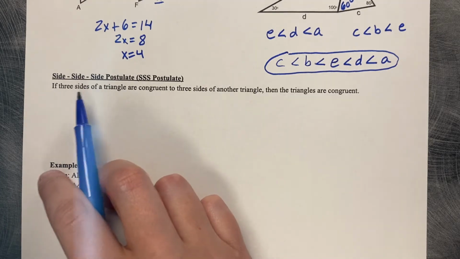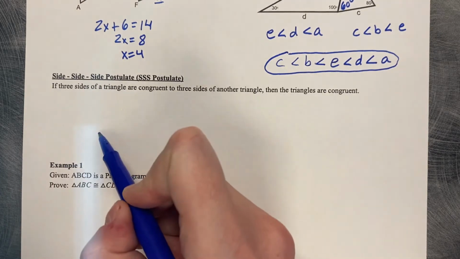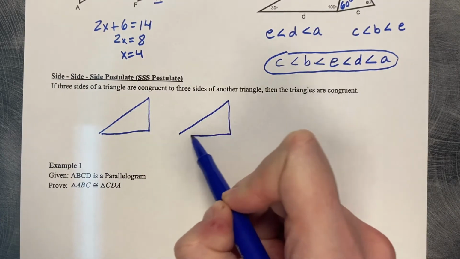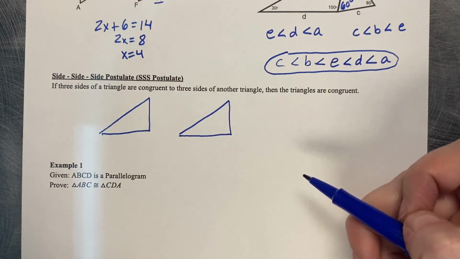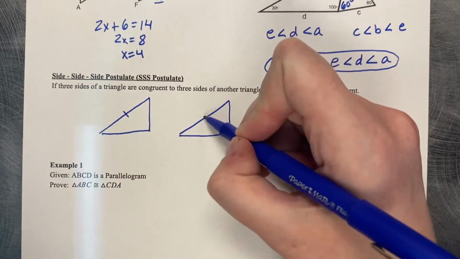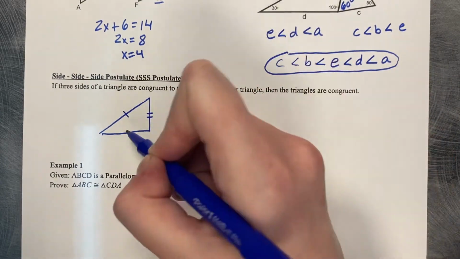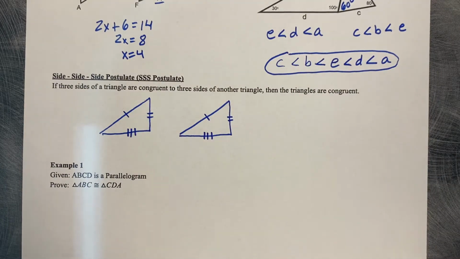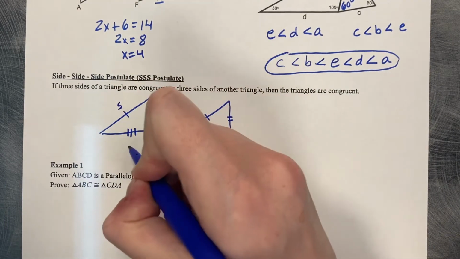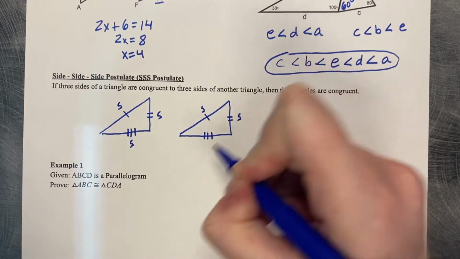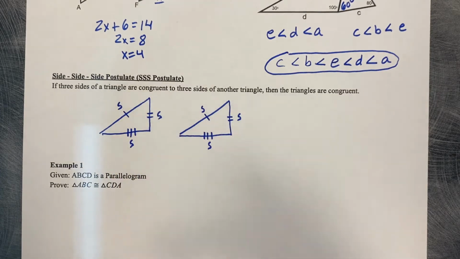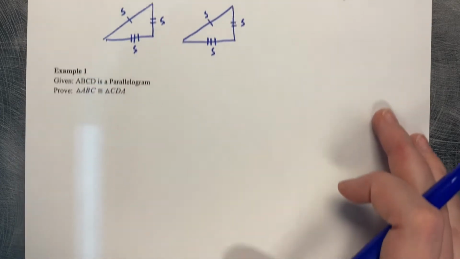The first one is the side, side, side pattern. So if you have two triangles, I shouldn't have drawn it so right, but that's okay. If you have two triangles and you want to for sure say that these are two congruent triangles, then they need to have 3 sides that are congruent. I like to use little S's around the triangle so that I can see side, side, side. So that's what SSS stands for, side, side, side. And we're going to use it to write some proofs.